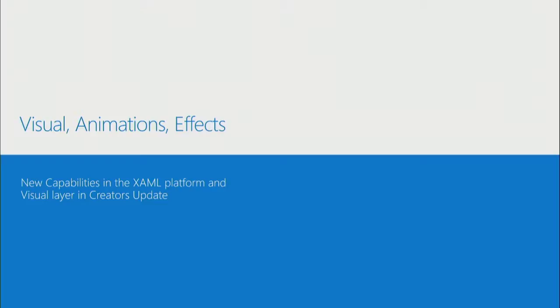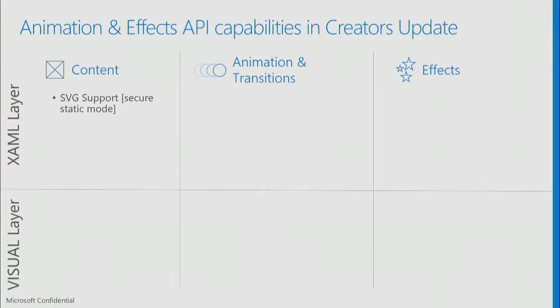So when I talk about visual animation and effects, let's talk about new capabilities that we've added to the XAML platform as well as to the visual platform. SVG support. One of the most common features that we've been requested from our XAML developers is support for SVG. Today, in Anniversary Update, when you have to create icons and assets, you have to create different PNGs and bitmaps for each DPI. Now, with Creators Update, we are adding support for SVG directly in XAML, so you can design your assets once and just include them in XAML, and that will just work for all the different DPIs.